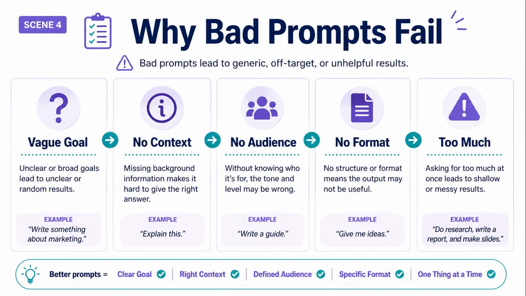Now let's look at why bad prompts fail. Bad prompts are usually too vague. They do not explain the goal. They do not provide enough context. They do not define the audience. They do not specify the output format. They often ask for too much at once. When the prompt is unclear, the AI fills the gaps with assumptions.